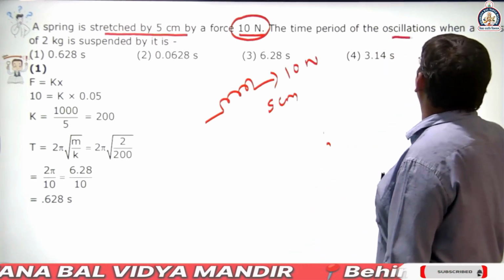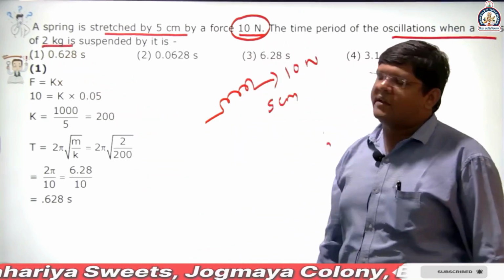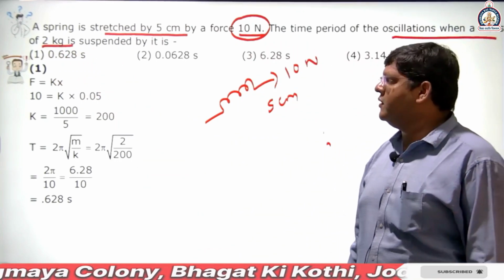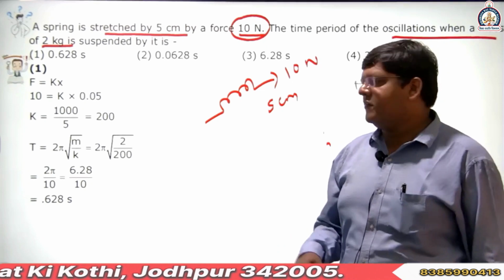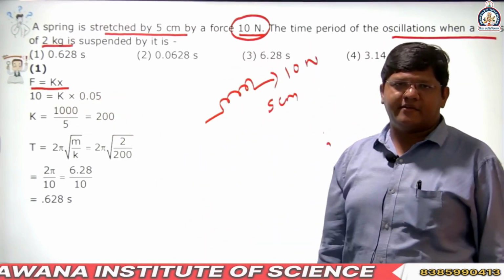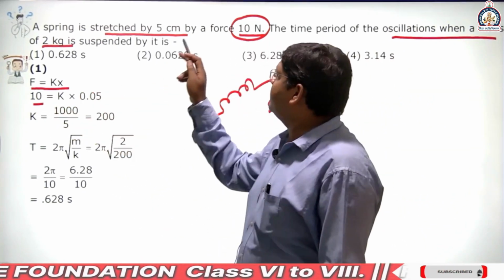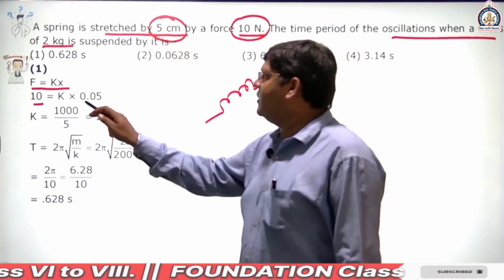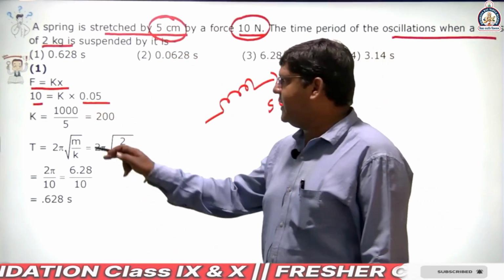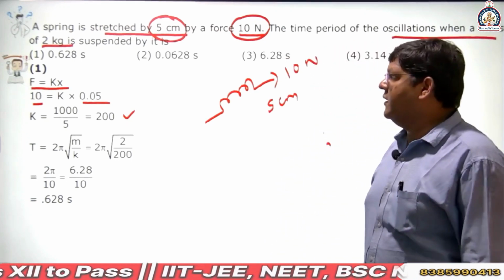We have to calculate the time period of oscillation when a mass is attached to it, 2 kg. Now, in case of a spring, we know the formula for restoring force comes out to be F equal to Kx. According to the question, the force is 10 and x is displacement. Displacement is 5 centimeter. We have to convert it to meter. On solving, we get K is equal to 200. K is nothing but the spring constant.